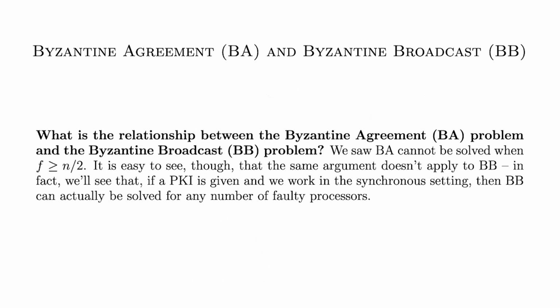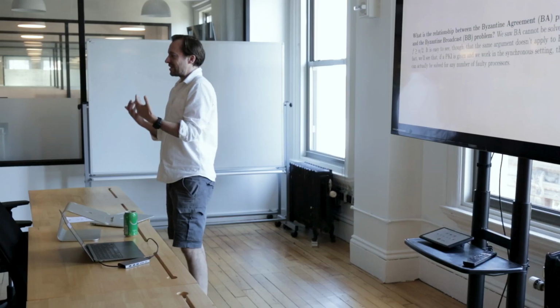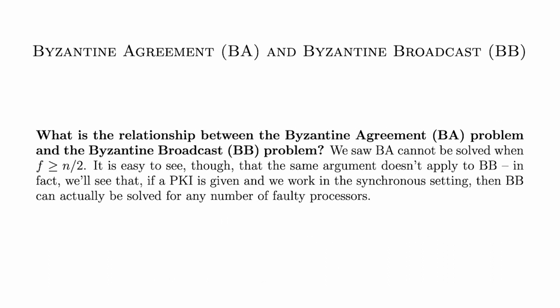Okay, so now you've got two different versions of the problem. The natural question is, how do they relate? Are they essentially the same? Hopefully they're the same, so we can forget about it and go back to one version of the problem. To what extent are these the same? We saw before that Byzantine agreement can't be solved when f is greater than or equal to n over 2, when we have a dishonest majority. That was a simple argument with two different generals. It's easy to see, though I won't go through it, that the same argument doesn't apply to Byzantine broadcast. In fact, we'll see that if a PKI is given, and if we work in a synchronous setting, then there are protocols for solving Byzantine broadcast that can deal with any number of faulty processes. So they're not exactly the same problem. There are some scenarios, at least, where you can solve BB, Byzantine broadcast, and not Byzantine agreement.